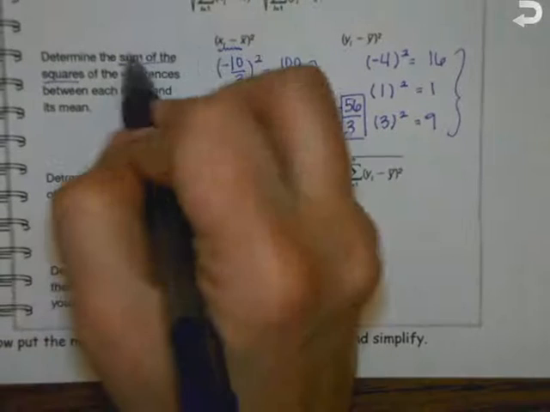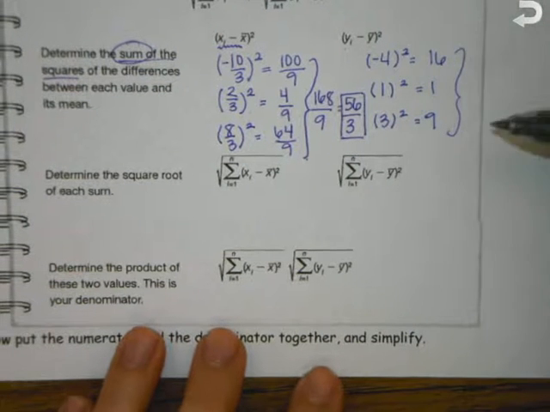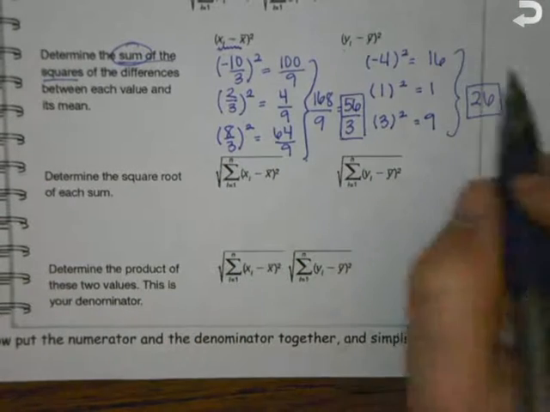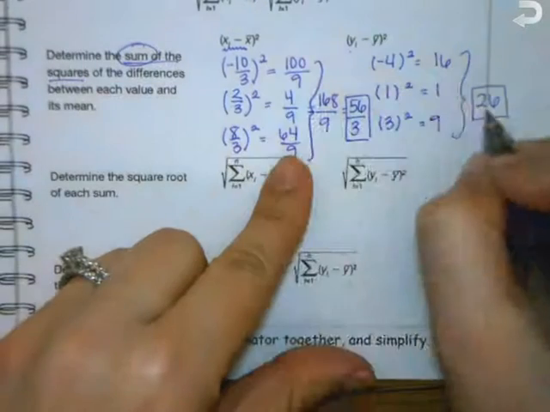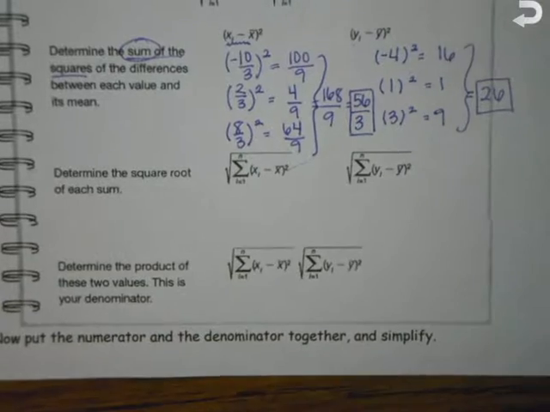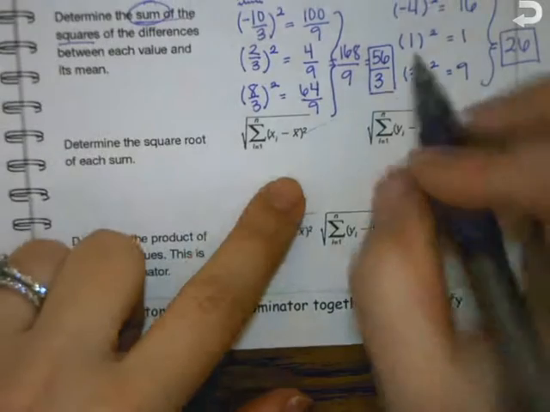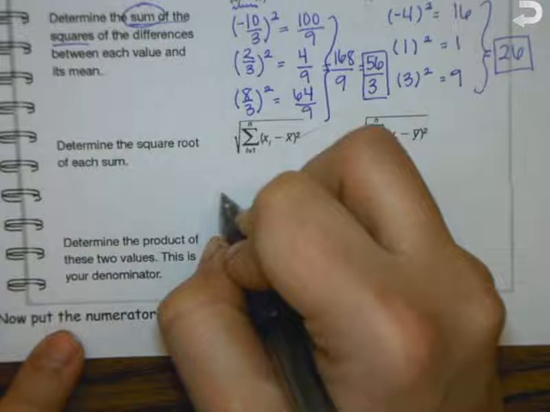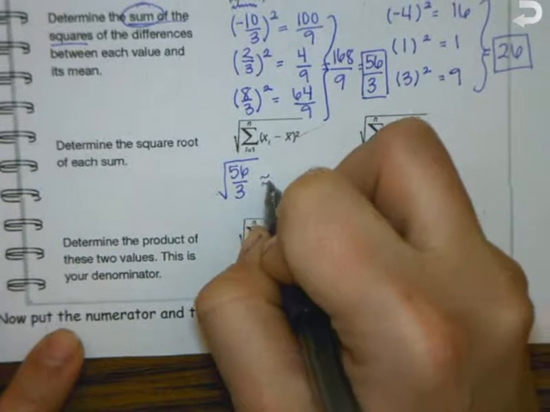Okay, so we're doing the sum. What would the sum of the y's be? 16 plus 1 plus 9. 26. Box that. Okay, so it all comes out to each sum. Okay, so then we're almost done. Last part is to determine the square root of each of those sums. So we're going to take the square root of 56 over 3, and we're going to take the square root of 26. So let's write that in. Square root of 56 over 3 and the square root of 26.